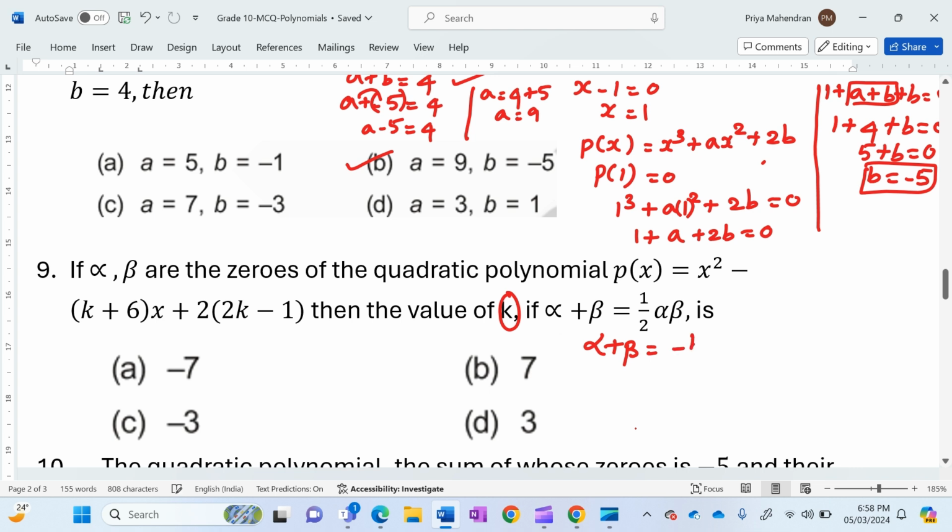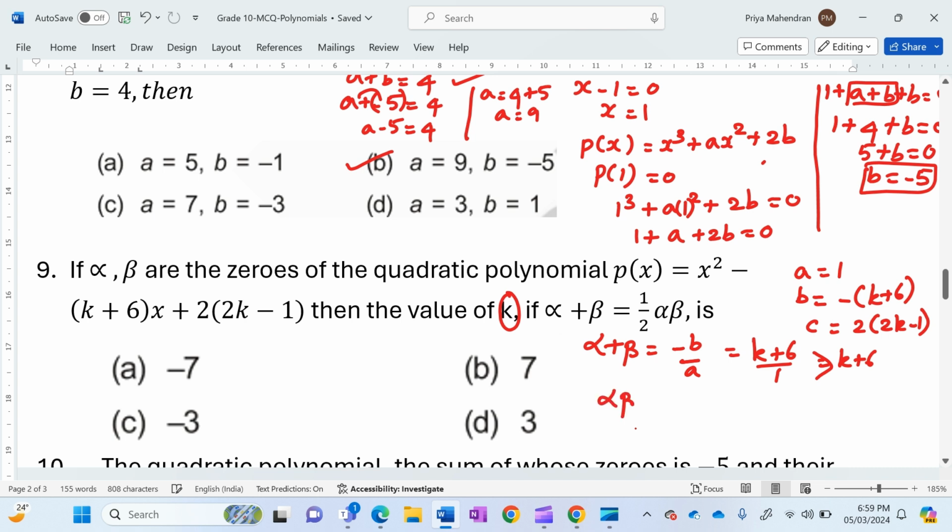So it is minus b by a. From this polynomial I can figure out what is a. A is 1, b is minus of k plus 6, the coefficient of x, and c is 2 times of 2k minus 1. So b is already negative, so negative into negative will be positive, so it is just k plus 6 by 1, which is k plus 6, isn't it? So what is alpha beta? Alpha beta is c by a, that is equal to 2 times of 2k minus 1 divided by 1. So I can simply write 2 times of 2k minus 1.